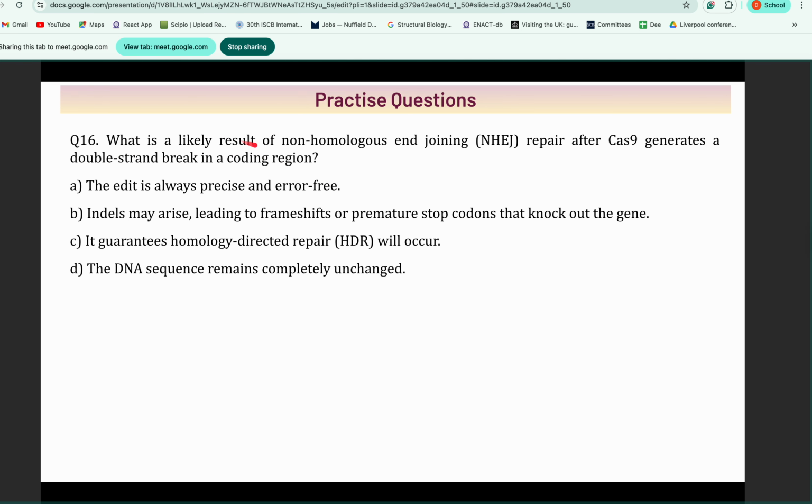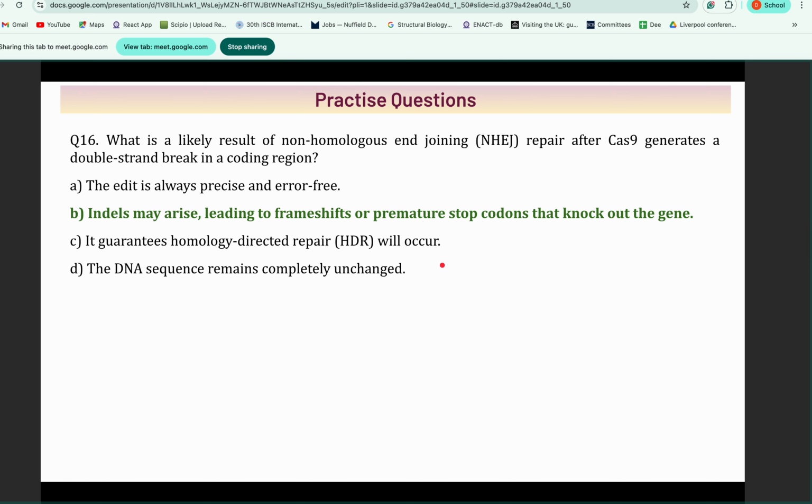Next question is, what is the likely result of NHEJ repair after Cas9 generates a double strand break in a coding region? Option A, the edit is always precise and error free. Option B, indels may arise, leading to frame shifts or premature stop codons that knock out the gene. Option C, it guarantees homology directed repair will occur. Option D, the DNA sequence remains completely unchanged.